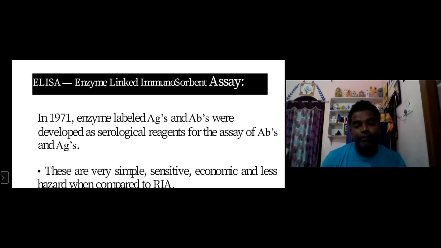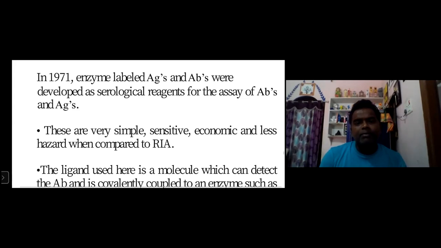It was discovered by Engvall and Perlmann in 1971. Enzyme-labeled antigens and antibodies were developed as serological reagents for the assay of antibodies and antigens. It is very simple, sensitive, economical and less hazardous when compared to radioimmunoassay, RIA.